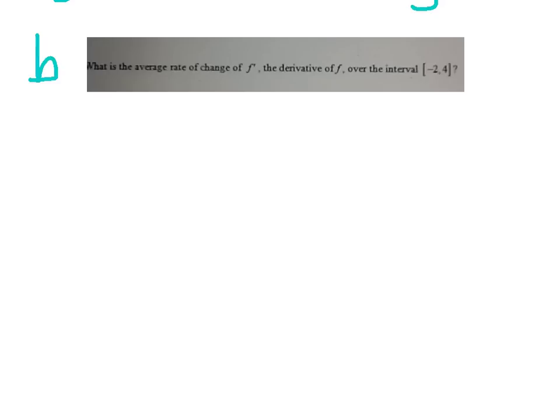Part B, what is the average rate of change of f prime, the derivative of f, over the closed interval -2 to 4? So again, watch that silly word average, that's going to keep popping up on you. That's telling us 1 over b minus a, integral of a to b, and now read the next few words, they'll tell you who you want the average of. The rate of change of f prime.